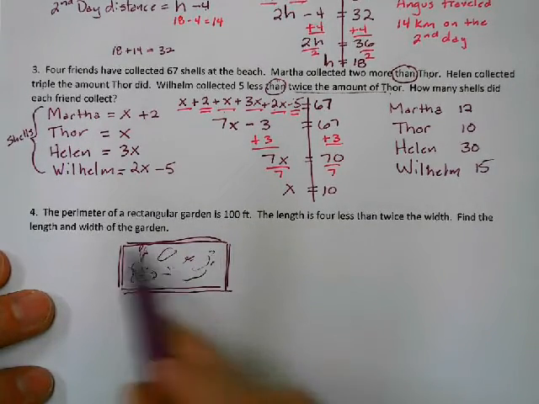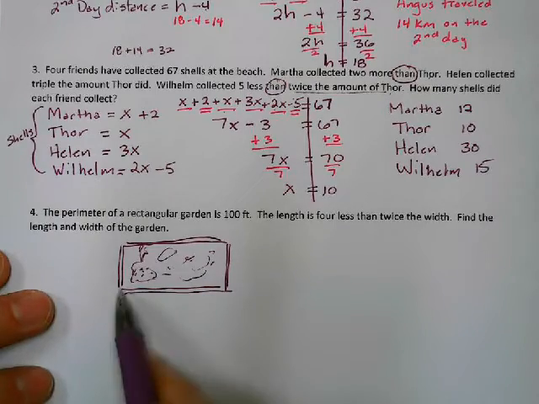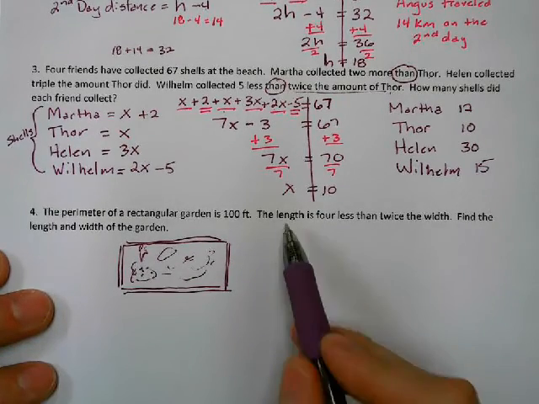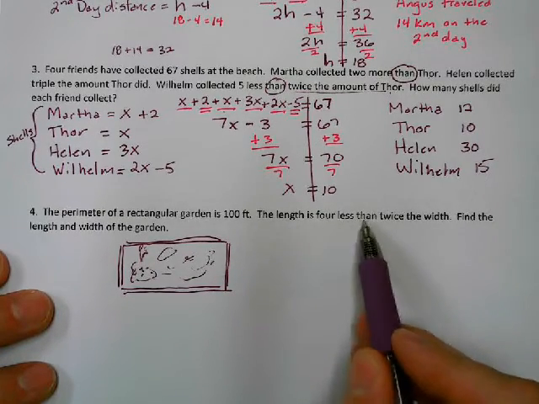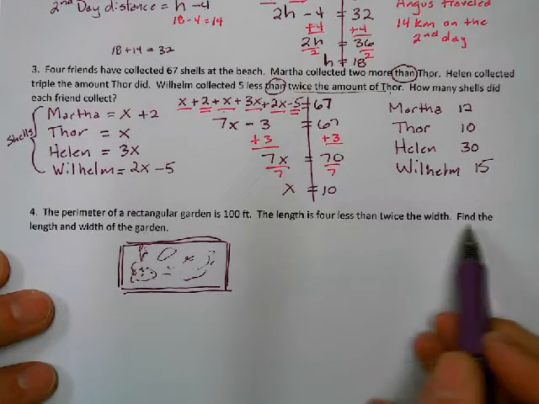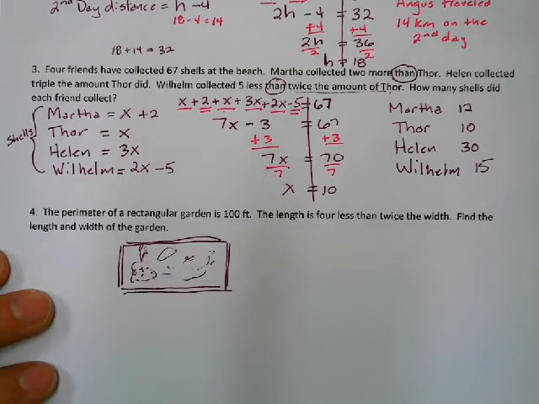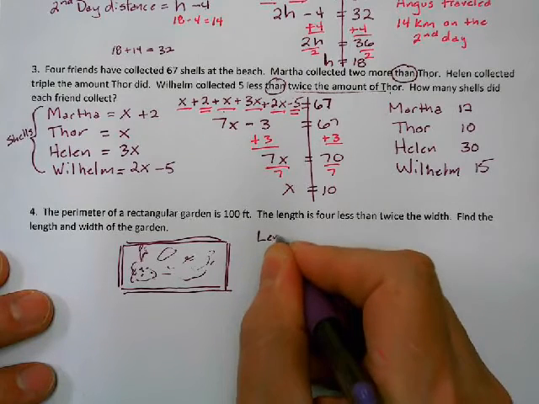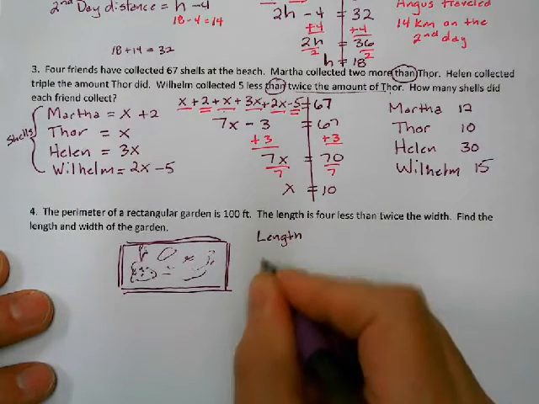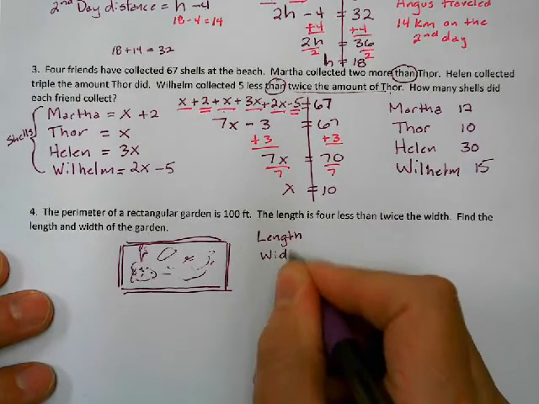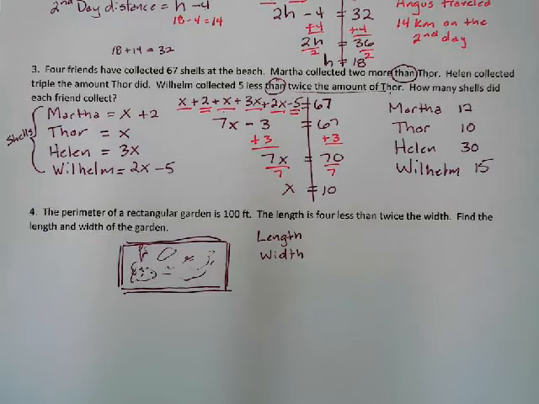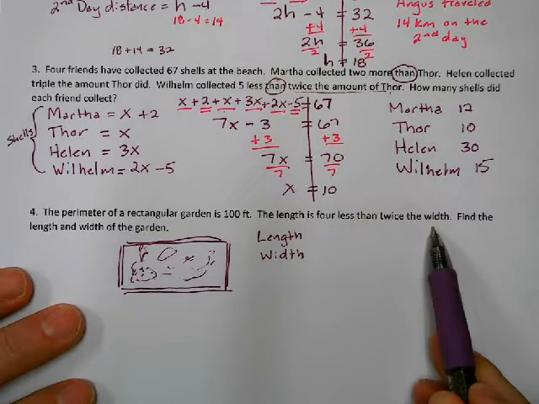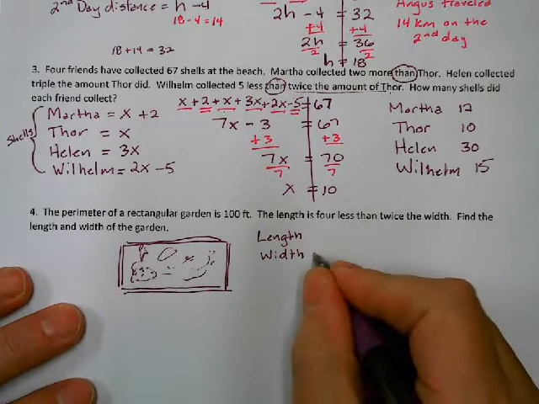All right? It says the length is 4 less than twice the width. Find the length and the width of the garden. Okay, so I need to find 2 things. I need to find the length of the garden, and I need to find the width of the garden. They can't both be a variable, so I have to decide which one is my variable. Well, length is being compared to width, so width needs to be my variable. I'll call it W for width.